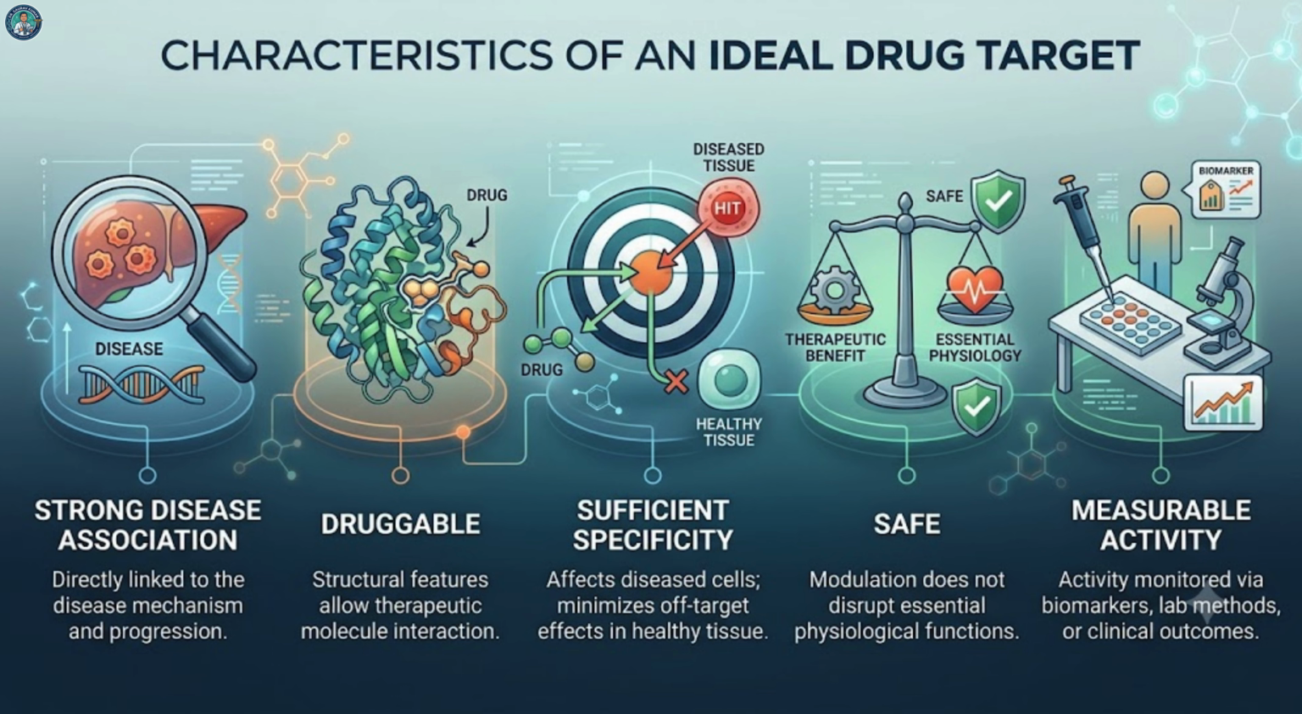Third, it should exhibit sufficient specificity so that modulation of the target affects diseased tissues while minimizing effects on healthy tissues. Fourth, modulation of the target should be safe and should not disrupt essential physiological functions. Finally, scientists should be able to measure target activity using laboratory methods, biomarkers, or clinical endpoints. These characteristics help researchers identify targets that are both therapeutically relevant and practically useful.